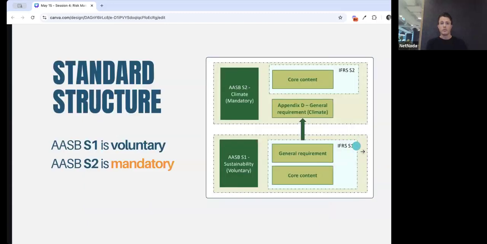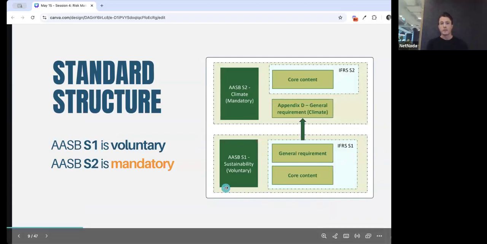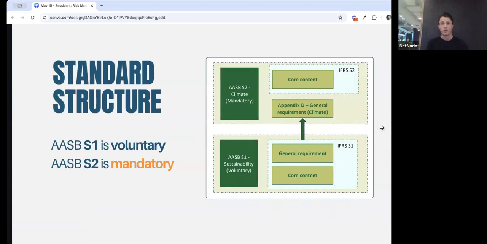Jumping to the next slide, just very quickly, AASB S1, AASB S2, what are they? We hear a lot of acronyms. Basically, a reminder that AASB S1 is voluntary, but AASB S2 is mandatory for many Australian companies from our current financial year. So this is really where the rubber meets the road, and we're talking specifically about AASB S2 here.